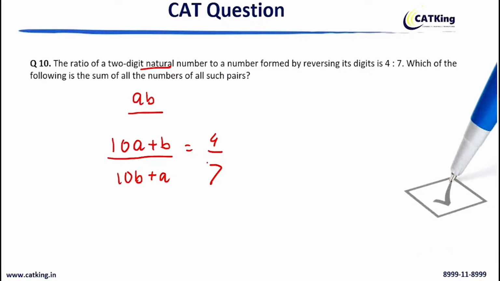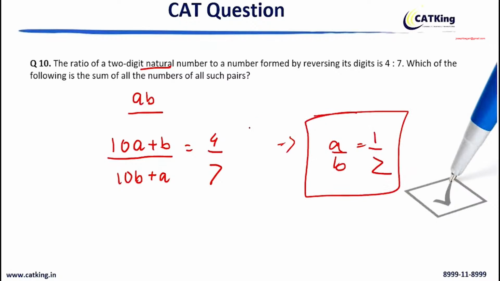Right? So from here you will get what? 70A, 40A. 70A and this will be 4A. This will be 7B, and this will be 40B. So you will get A by B is 1 is to 2 from here. Correct? You got A by B equal to 1 is to 2. Fine. Which of the following is the sum of all the natural numbers of such pairs?